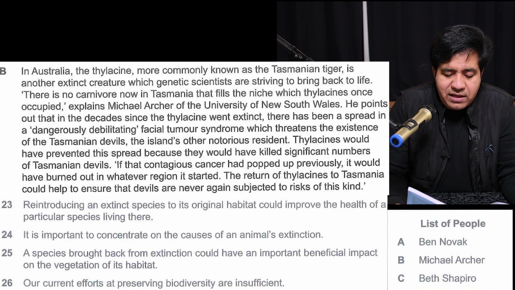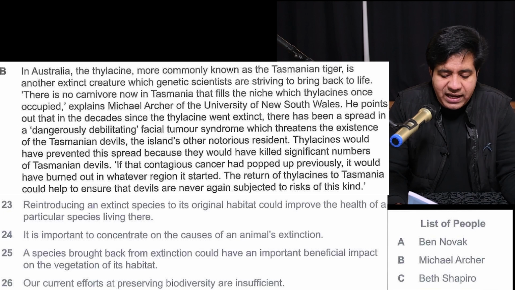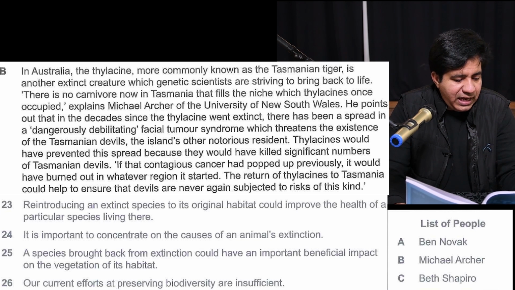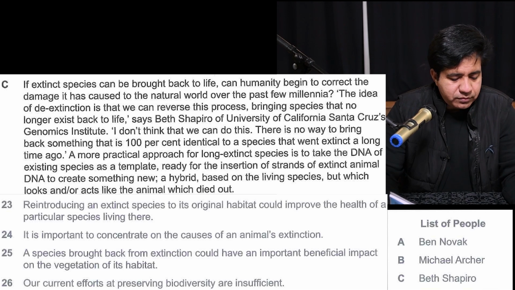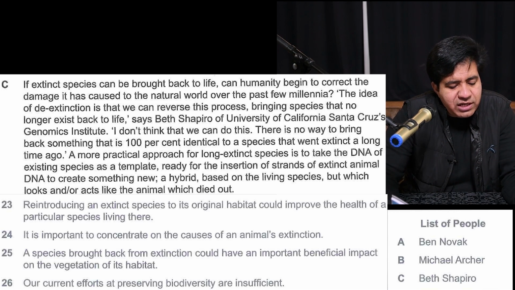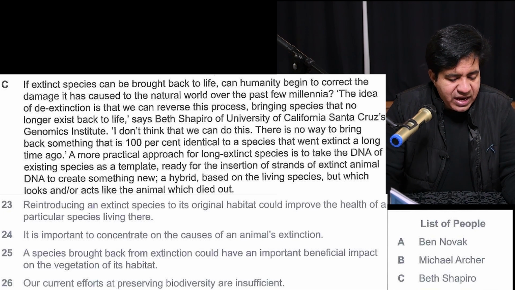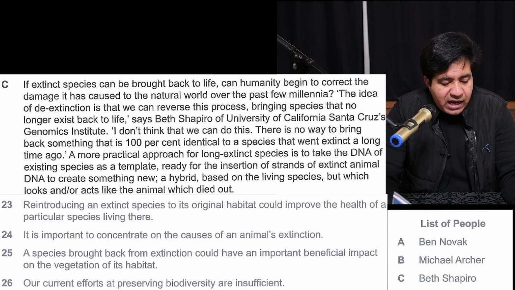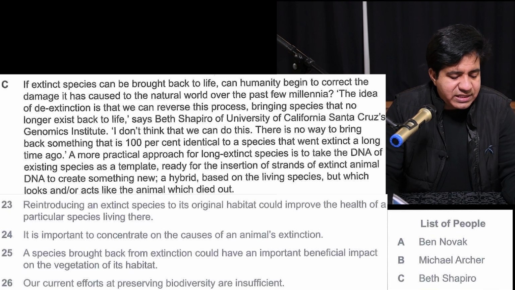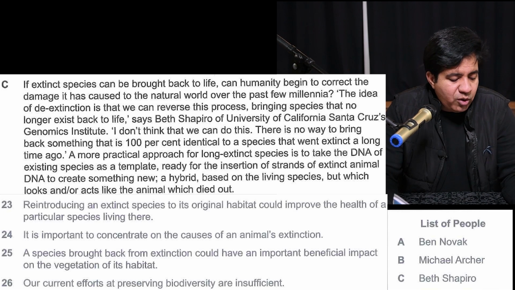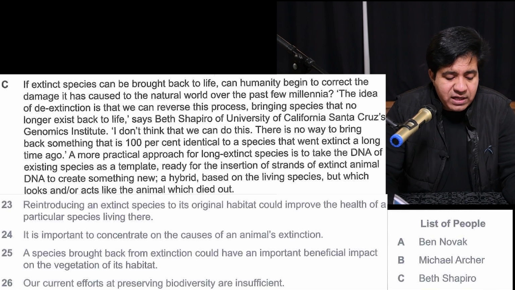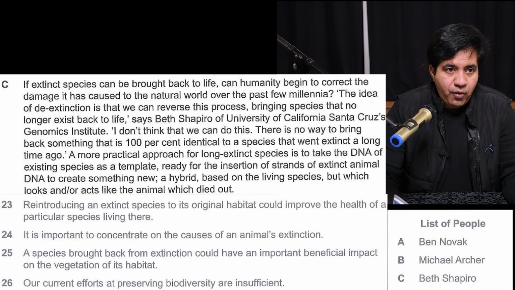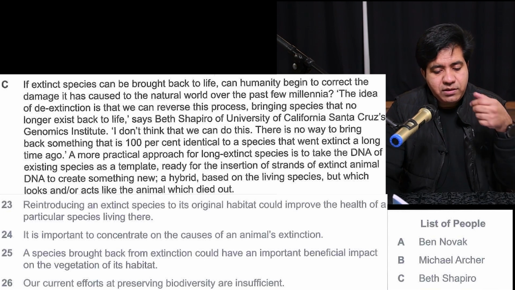Now, the third one is Beth Shapiro. Did you find her anywhere? Okay, in paragraph C, Beth Shapiro. Now, let's read. Again, they have mentioned her in the middle, says Beth Shapiro, and then the inverted comma closes. Let's read it from the second line at the end. The idea of de-extinction is that we can reverse this process, bringing species that no longer exist back to life, says Beth Shapiro. Now go back and see if there is any option.